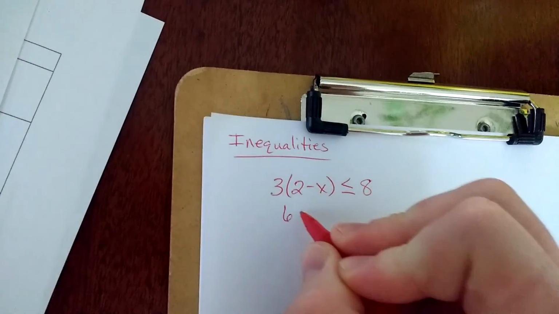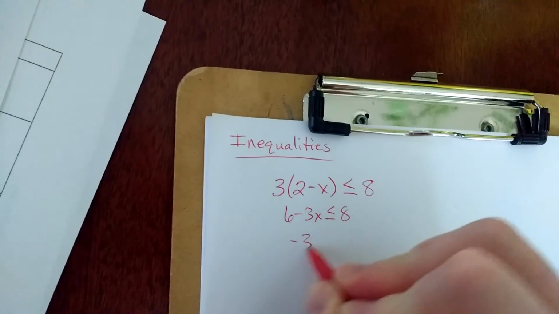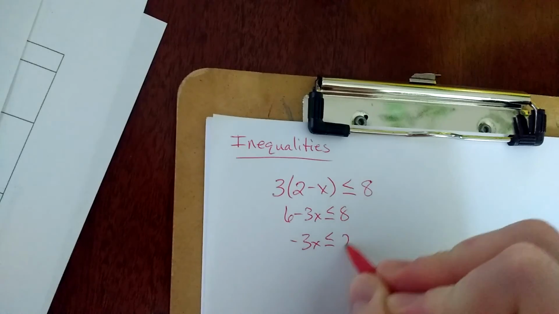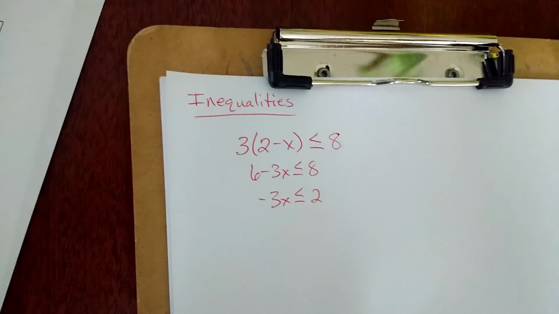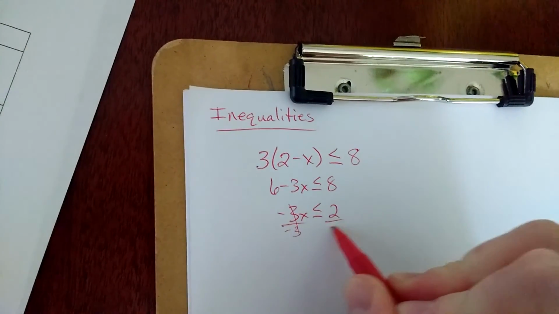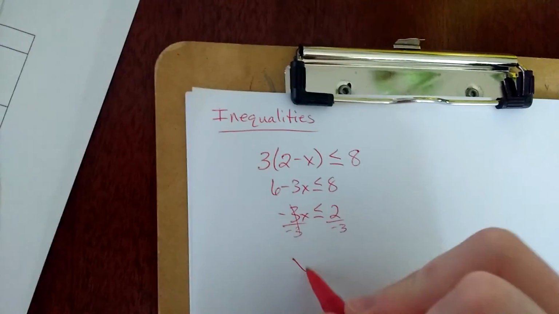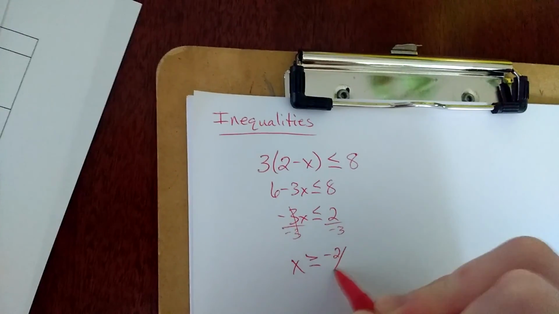I'll just go 6 minus 3x less than or equal to 8. Subtract 6, you'd get negative 3x less than or equal to 2. Divide by negative 3. I'm not going to explain why right now, but you might remember whenever you divide by a negative when you're solving an inequality, you got to flip the sign so it becomes x is greater than or equal to negative 2/3.